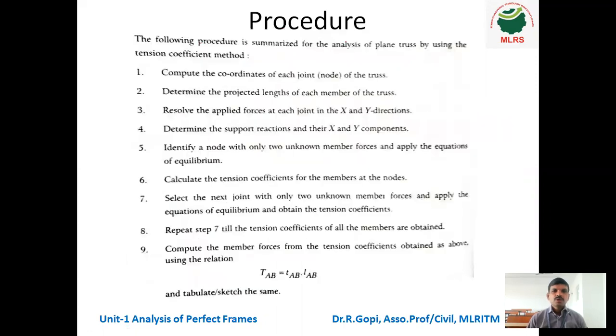Definition. Next, procedure: how to solve problems in the tension coefficient method. Here there are 9 steps. I will read them one by one. There are 9 steps. This is important, maybe a 7 mark question.